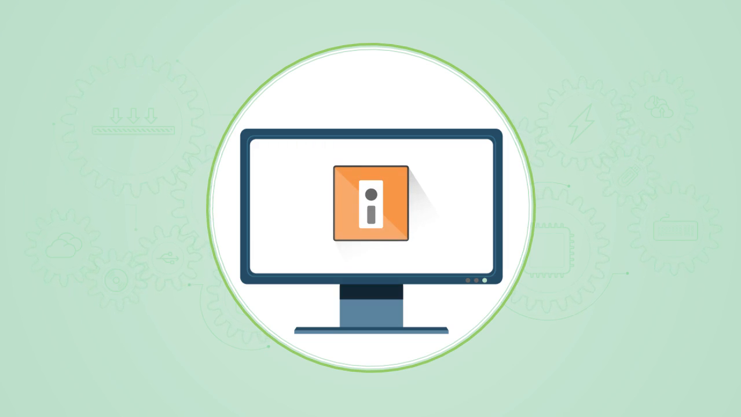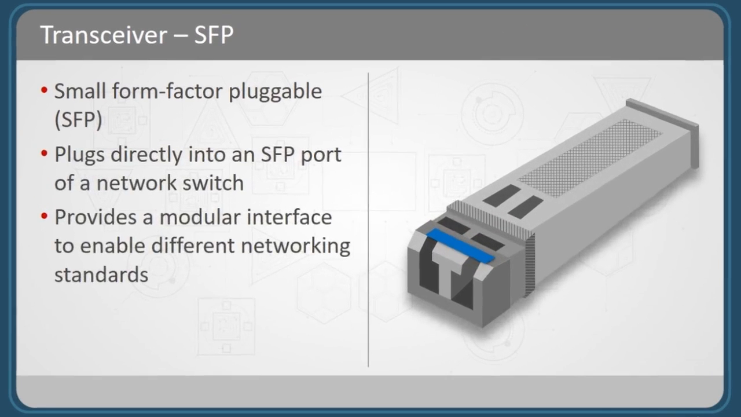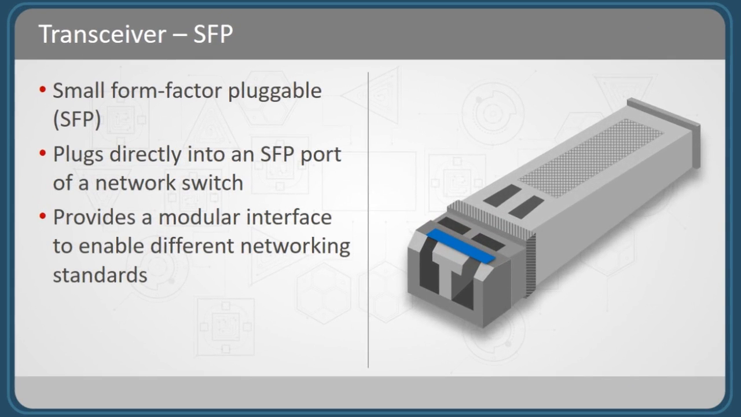So the first one is what's known as the SFP, or Small Form Factor Pluggable. And this plugs directly into an SFP port of a network switch and gives you this modular interface to enable these different networking standards. So again, the copper to the fiber. This allowed you to actually adapt.